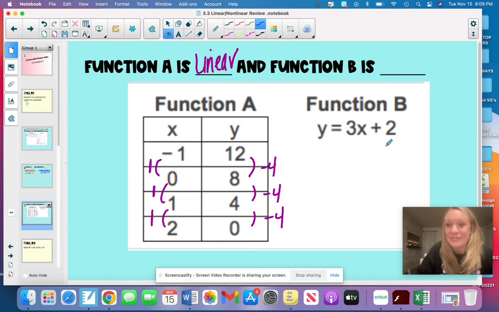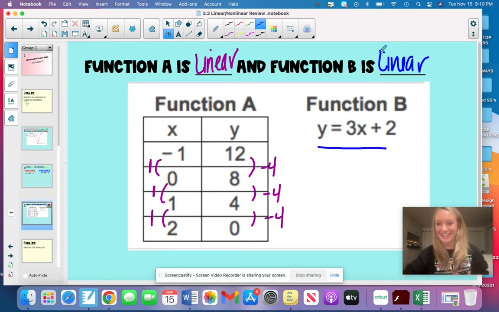Yay! Function B, this equation, I don't see any exponents there. So guess what? B is also linear. Ooh, go crazy. Pretty cool, huh? Okay, it's really not that cool, but I think it is.